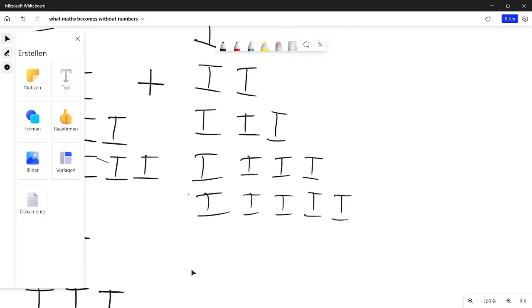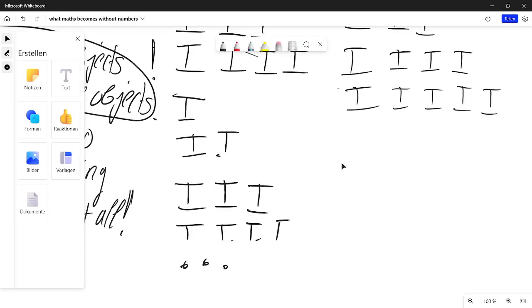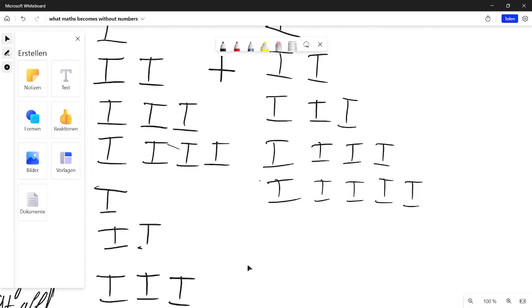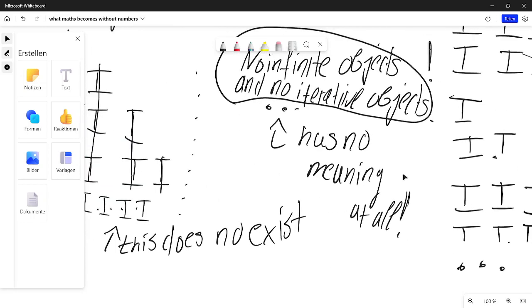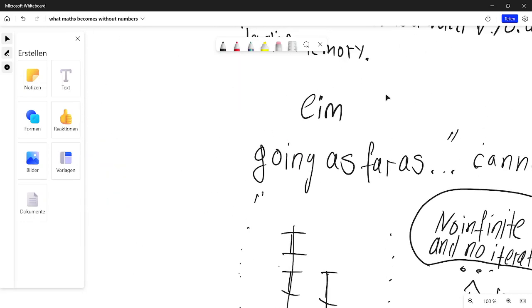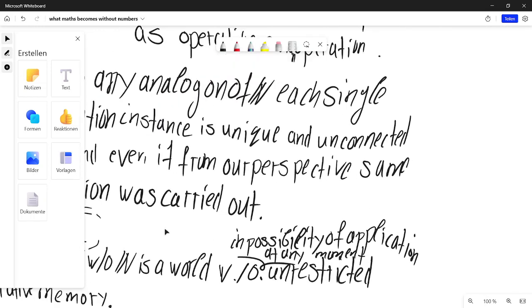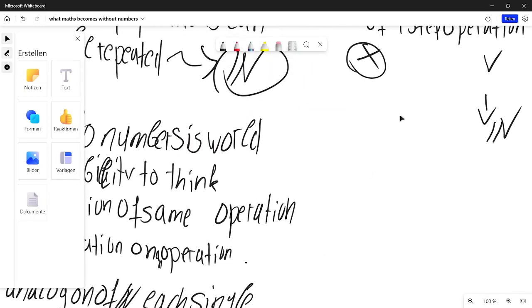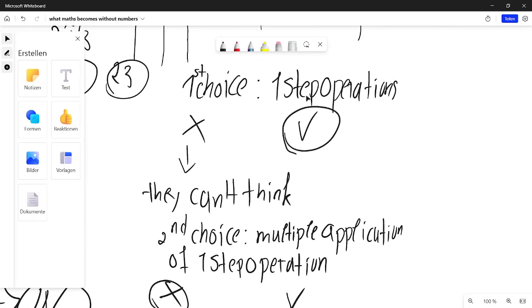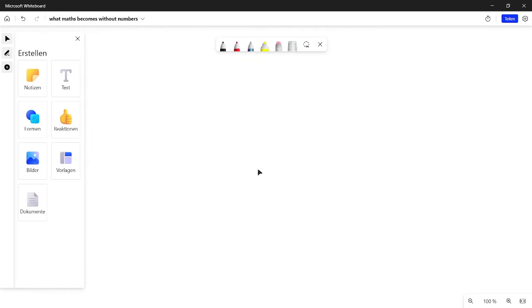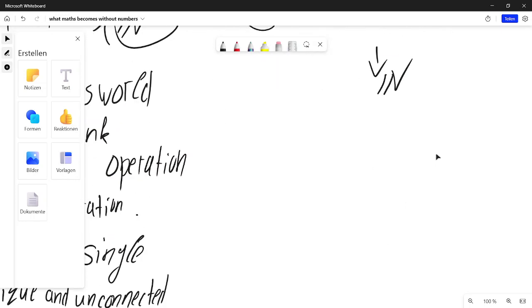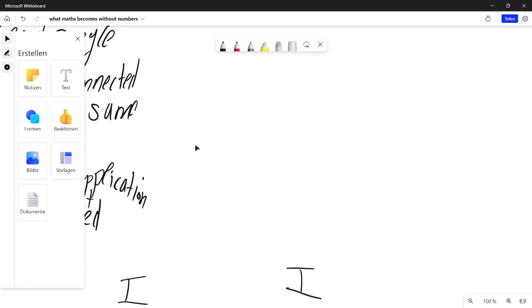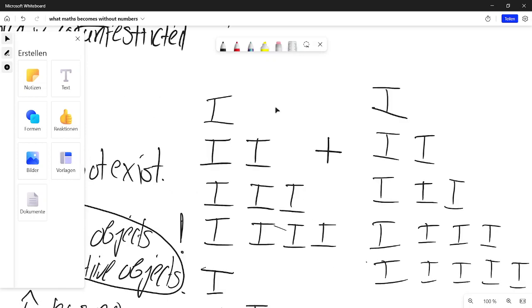Okay, you see, even if we only allow that one step operation, that is the minimal thinking that can be. Why comparison? Because if we don't have comparison thinking, again, we cannot think. If there is no comparison thinking, we just cannot think. And now we can compare.